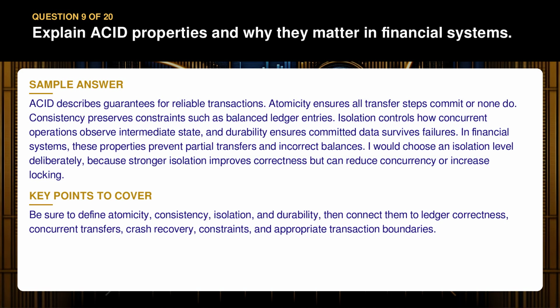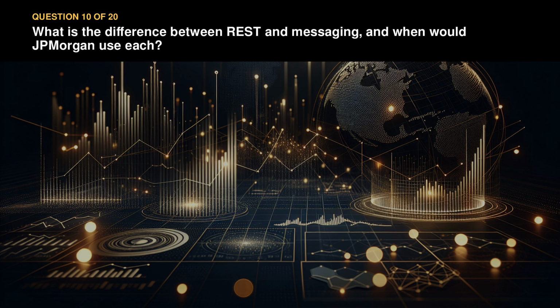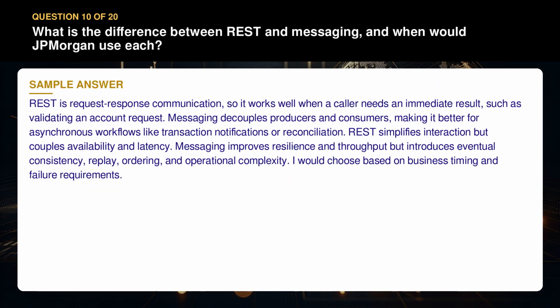Be sure to define atomicity, consistency, isolation, and durability, then connect them to ledger correctness, concurrent transfers, crash recovery, constraints, and appropriate transaction boundaries. Question 10. What is the difference between REST and messaging, and when would JPMorgan use each? REST is request-response communication, so it works well when a caller needs an immediate result, such as validating an account request. Messaging decouples producers and consumers, making it better for asynchronous workflows like transaction notifications or reconciliation.